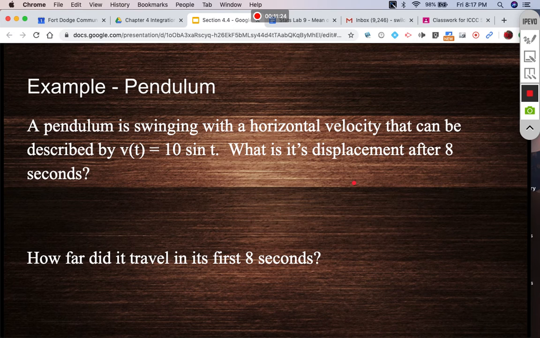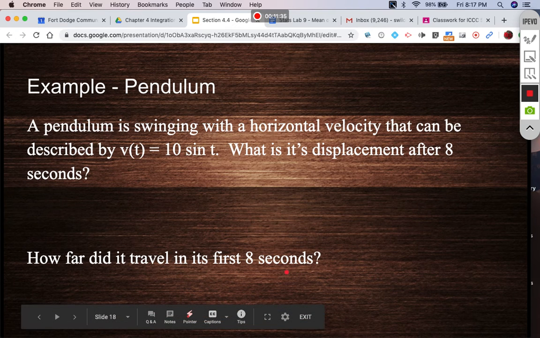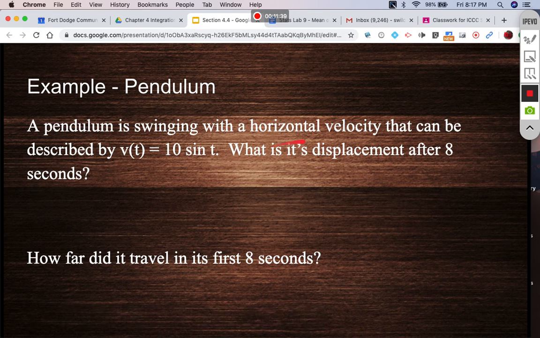Now it kind of gets a little confusing on here. We'll look at these questions, because here we're looking at the displacement after 8 seconds. How far did it travel in the first 8 seconds? If you think about displacement, we're looking at the starting point from the ending point. Take my trip to school and back.